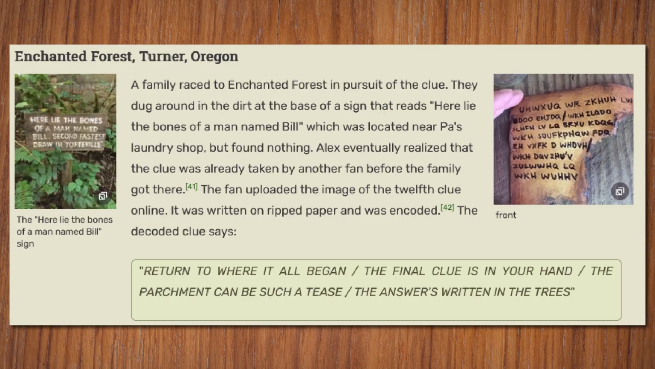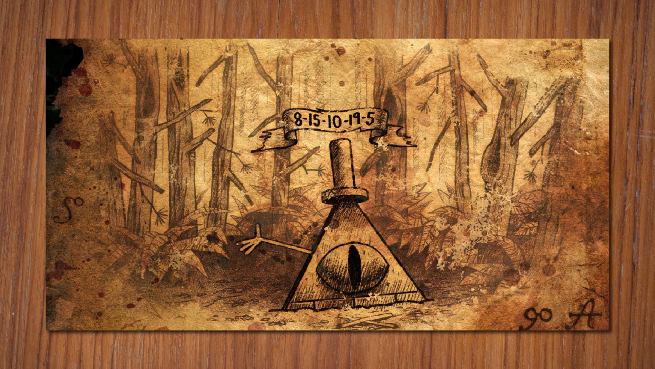Specifically, it said, "Return to where it all began. The final clue is in your hand. The parchment can be such a tease. The answer is written in the trees." So looking at this, you might be thinking, how the heck are we supposed to get a code from these trees? That doesn't even make any sense.